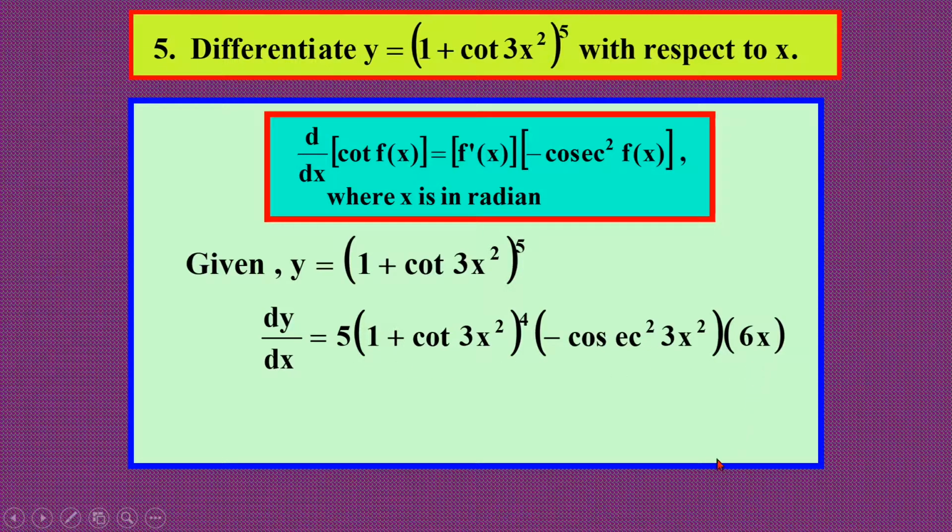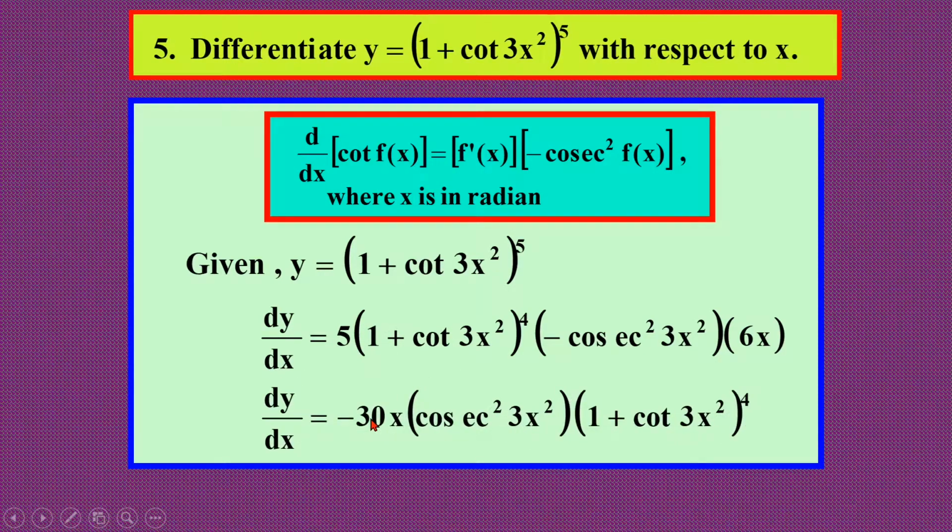I need to rearrange this. So 5 times 6, I will get the negative 30 because there's a negative 1 here. So negative 30x. Copy the whole set of cosecant squared 3x squared and copy the whole set with the power. Okay, that's all. Easy, right?